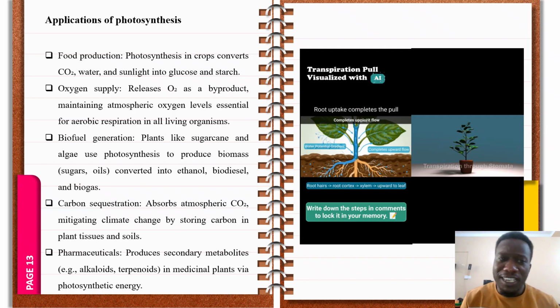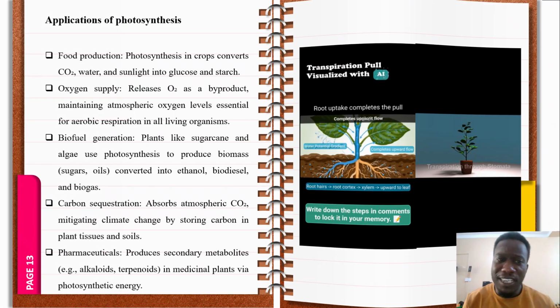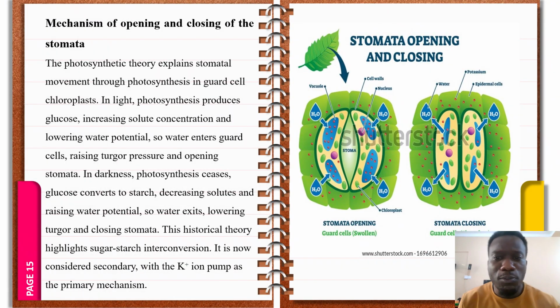Then lastly, they explain the mechanism of opening and closing of the stomata, which is usually brought about by turgidity and osmosis of the guard cells becoming plasmolyzed or turgid. When they become turgid, that means they've taken in water from neighboring epidermal cells, hence opening, and allowing water loss and entry of mainly carbon dioxide.